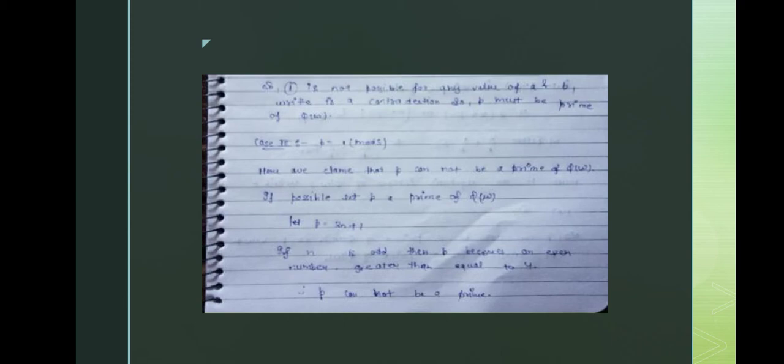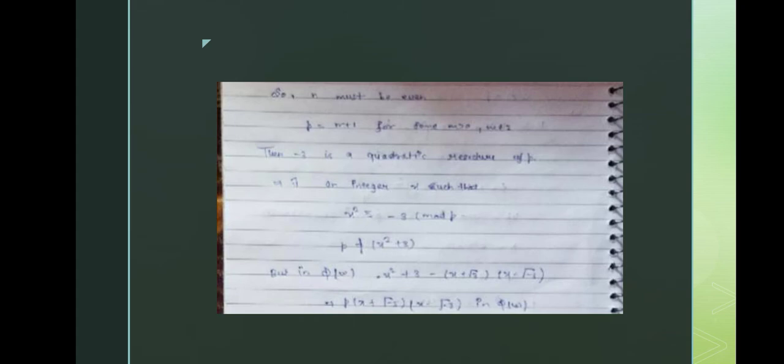So case third, when p is congruent to 1 mod 3. Here we claim that p cannot be a prime of Q(ω). If possible, let p be a prime of Q(ω). Then let p equals 3n plus 1. If n is odd, then p becomes an even number greater than or equal to 4. Therefore p cannot be a prime. So n must be even. So p equals 3m plus 1 for some m greater than 0, m belongs to Z.